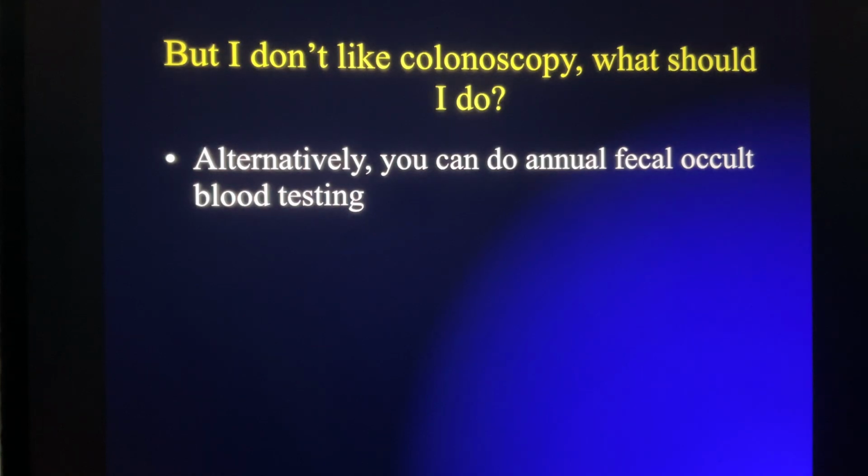Well, alternatively, you can do the annual fecal occult blood testing. Now, is it as accurate as colonoscopy? Probably not, but it's better than not doing anything. But the gold standard is colonoscopy. All right?